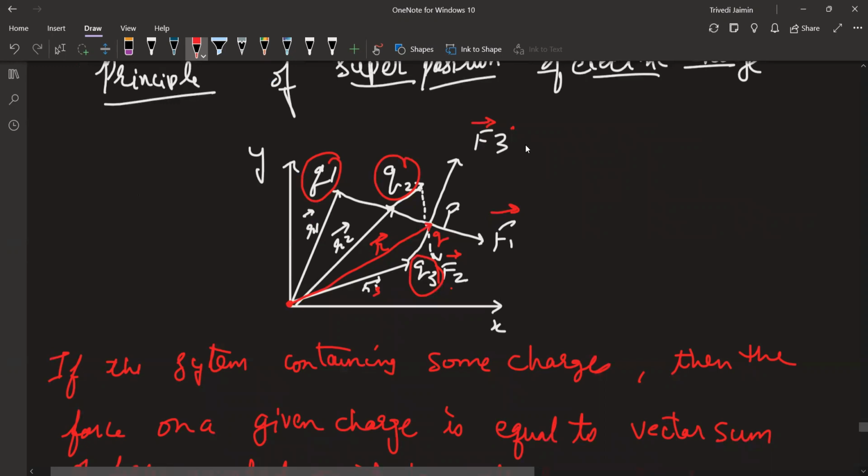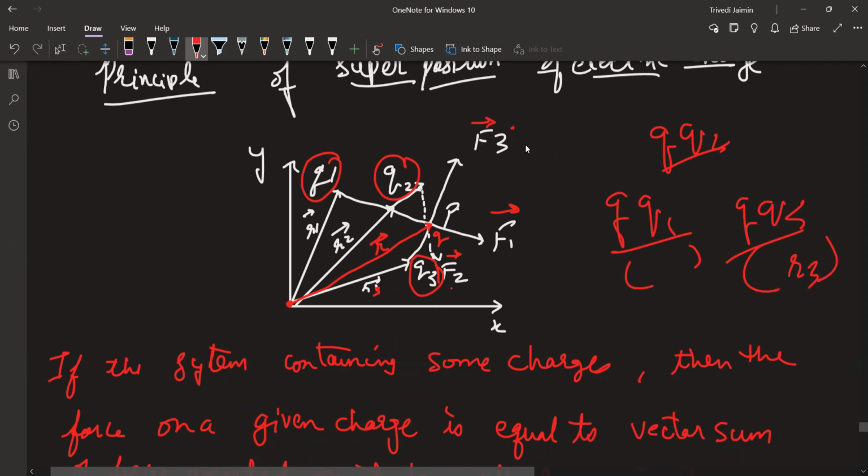So what are we doing here? We're finding a force on a particle or charge Q. For Q1, the distance will be related to R1. For Q2, the distance will be related to R2. For Q3, the distance will be related to R3. Here R2, here R1. So your total R is R minus R1 in vector form.